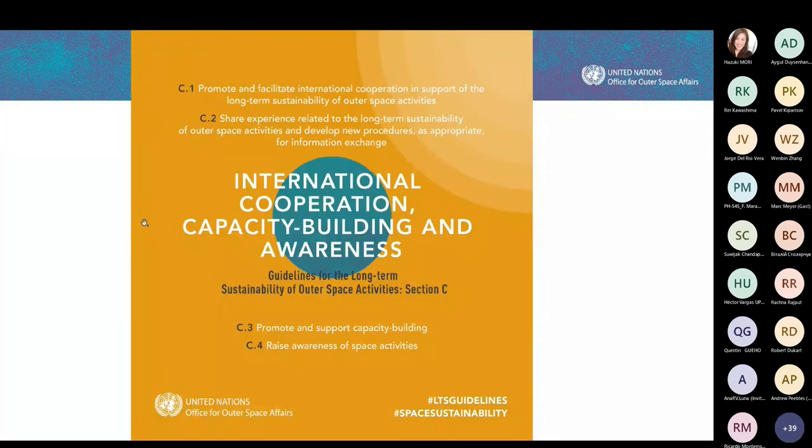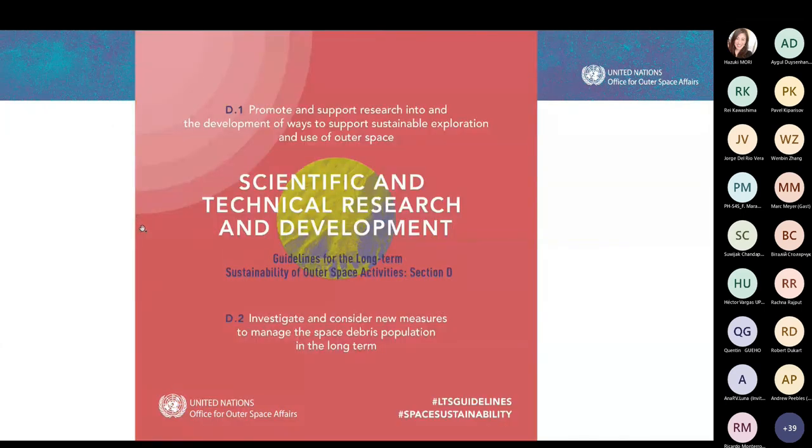Section C speaks to international cooperation, capacity building, and awareness. It emphasizes information sharing, as well as the exchange of experiences, scientific knowledge, technology, and equipment. It also addresses raising general public awareness of the important societal benefits of space activities. Finally, we have Section D, which is shorter with only 2 guidelines, but given the importance of research and development to space sustainability, it warranted its own section.